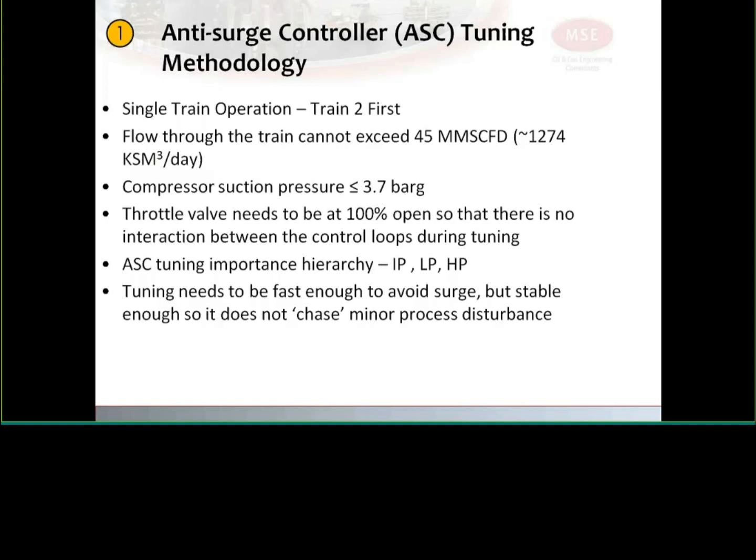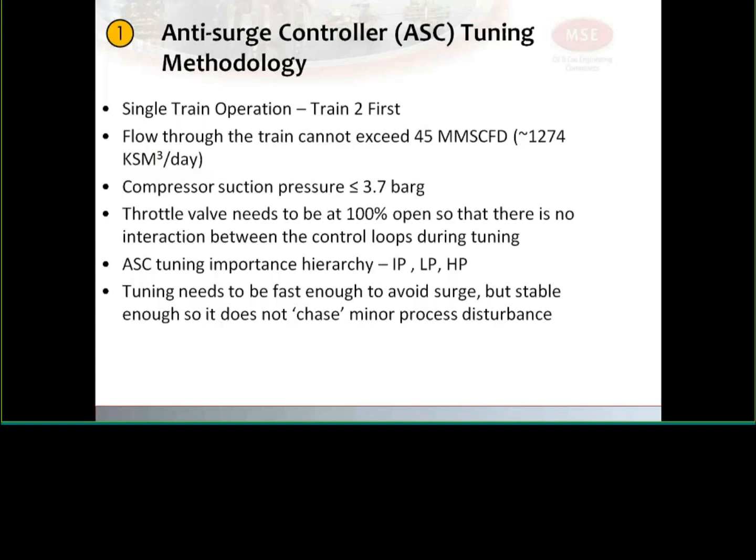First and foremost, we have to tune train 2 first, because with the current load sharing methodology, train 2 acts as a slave instead of actually working for proper load sharing. And so most of the operation, unless it is in single train mode, it always operates in recycle and causes extreme instability in the system.